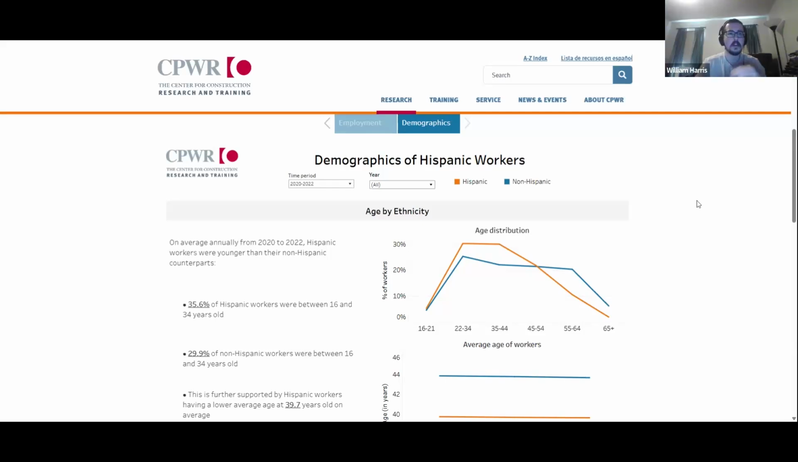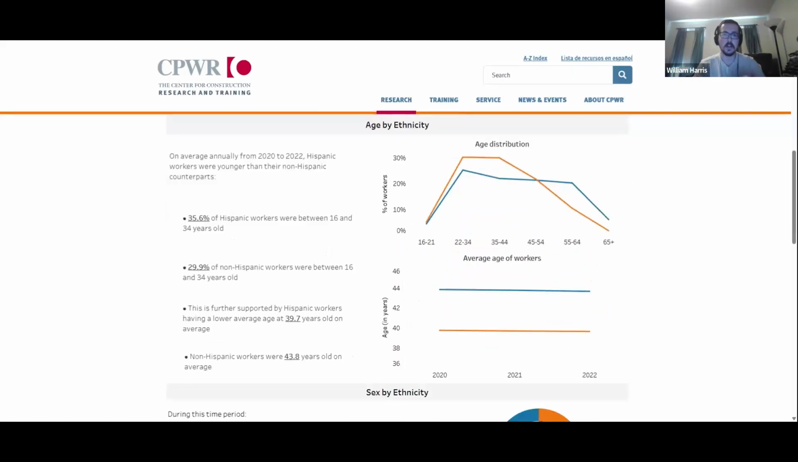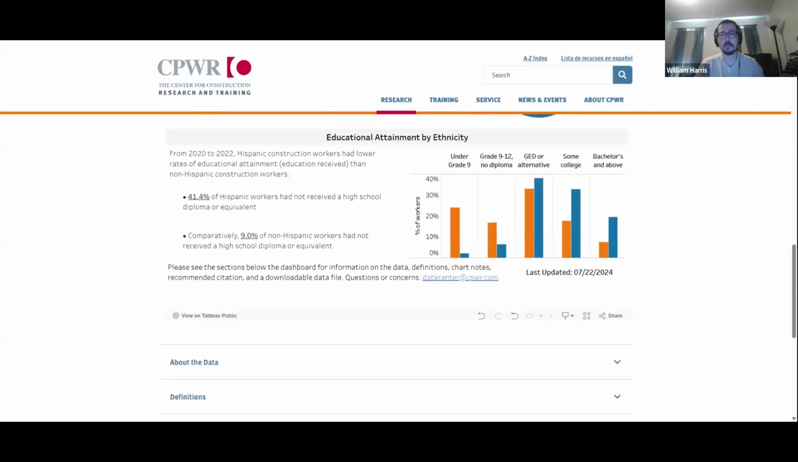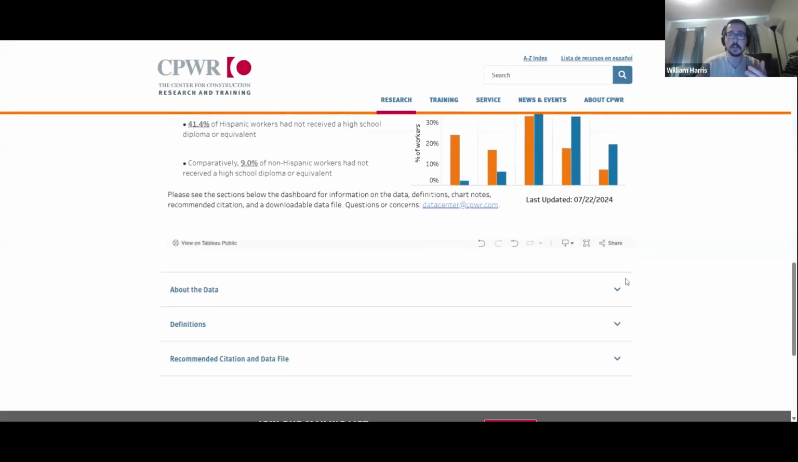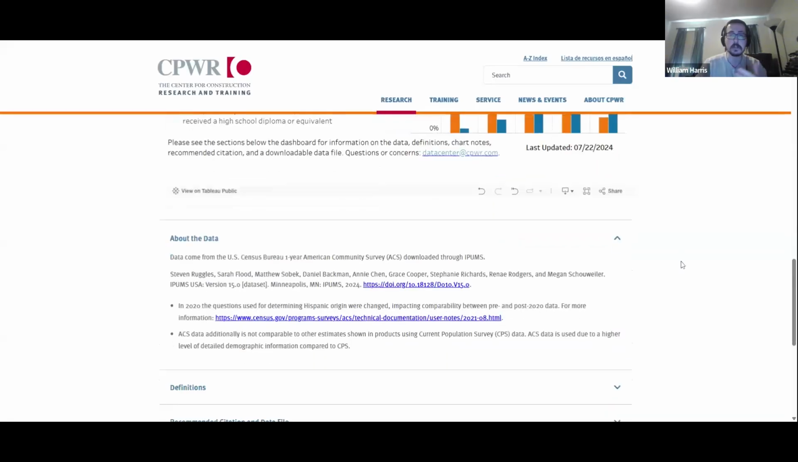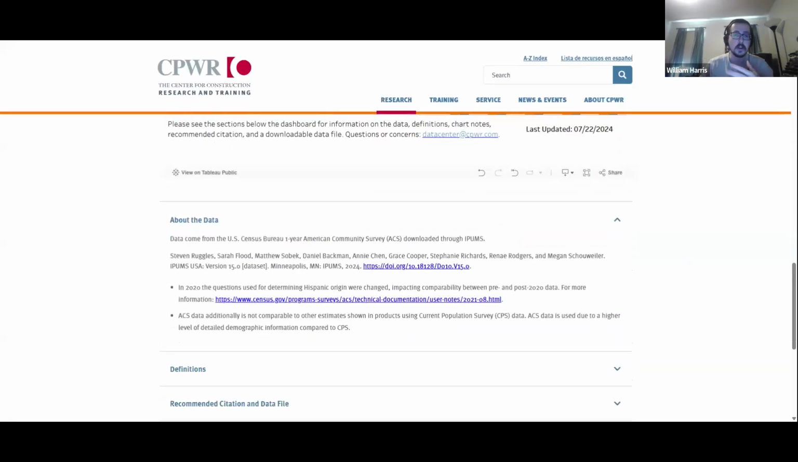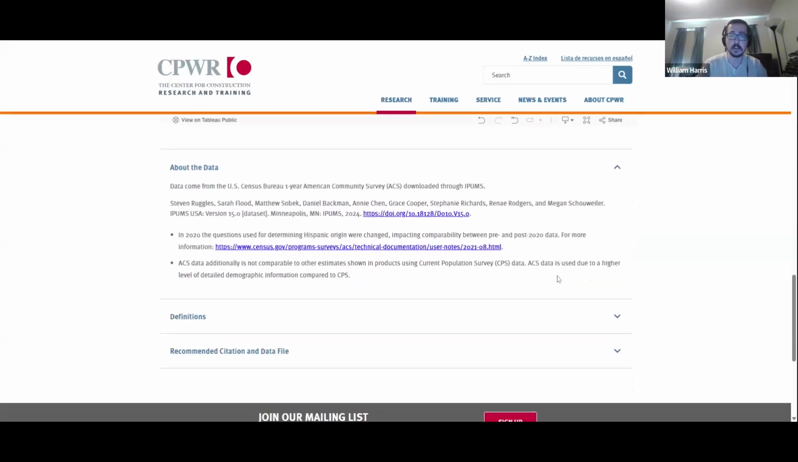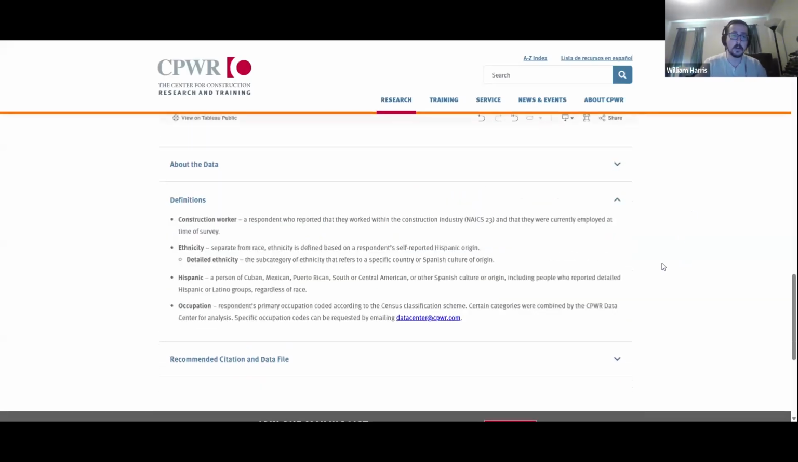Yeah, of course. So the way that these pages are set up is you have the content material here, but also because we do use a variety of data sources, we have these accordions at the bottom that talk about where our data comes from. And so, for example, clicking this about the data arrow, you can see that this comes from the American Community Survey, which I discussed, as well as specific definitions that we use within the dashboard.